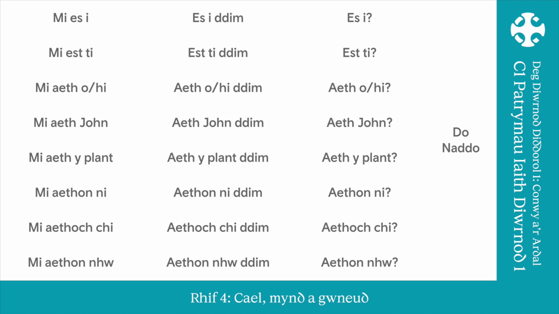Es i ddim. Es ti ddim. Aeth o ddim. Aeth hi ddim. Aeth Edward ddim. Aeth y plant ddim. Aethon ni ddim. Aethoch chi ddim. Aethon nhw ddim. Es i. Es ti. Aeth o. Aeth hi. Aeth Edward. Aeth y plant. Aethon ni. Aethoch chi. Aethon nhw.